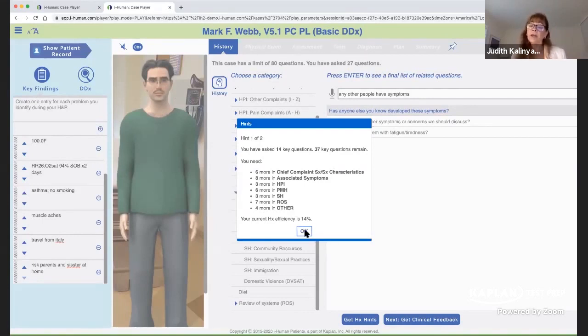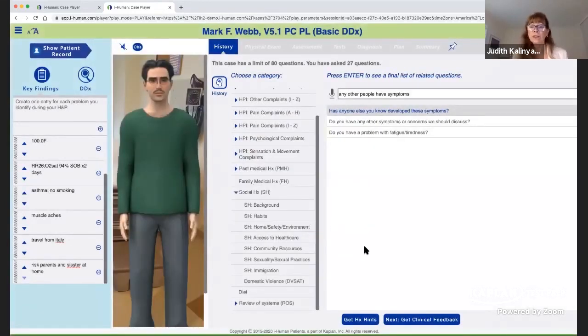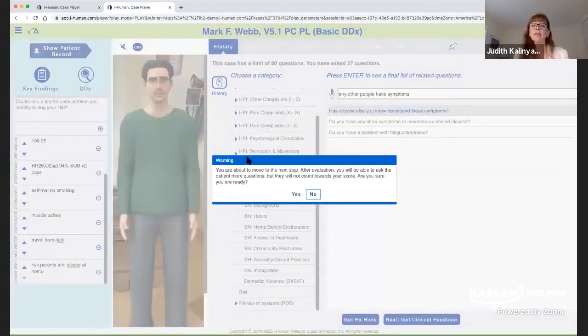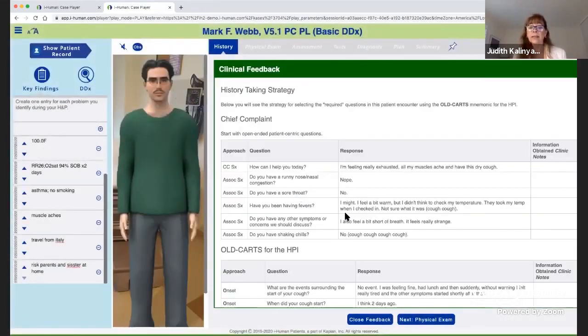So you can see how that might help encourage you to keep looking for questions that might be important. But we don't have enough time to go into that in great depth, but you guys are doing a great job. We're going to move forward and get our feedback. So right now, our history taking score, if I was really playing it for real, would be locked in as soon as I say yes.